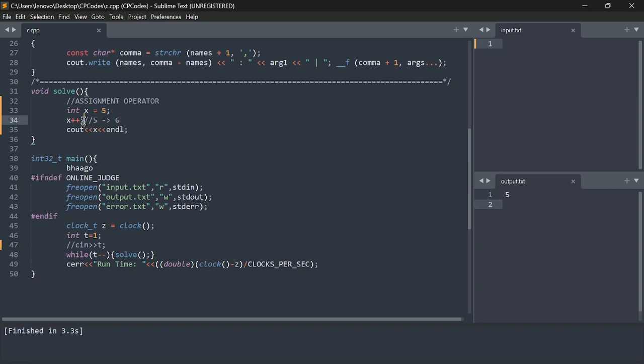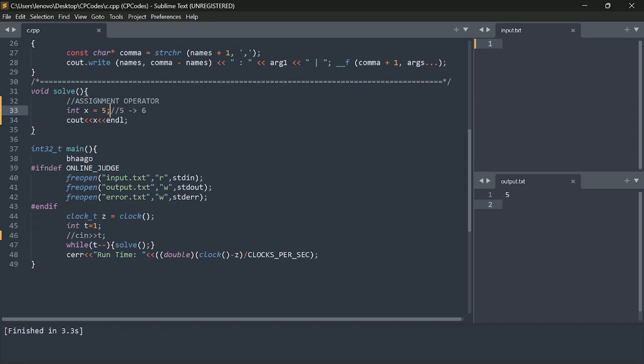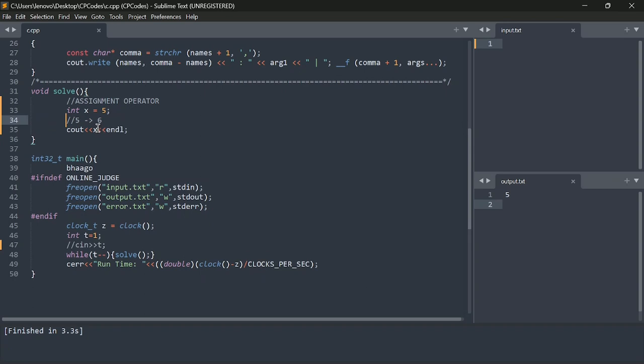I can show you this, like if I do x plus plus. What I said was that x will be read first and then x will eventually be incremented. Since the value of x that is read is 5, we are expecting the output as 5.